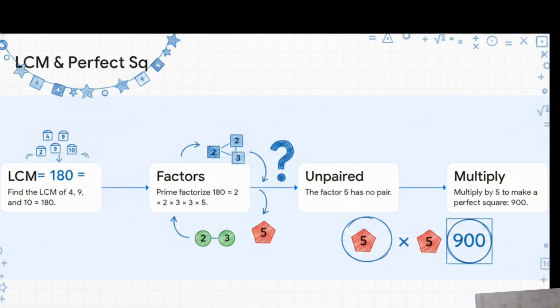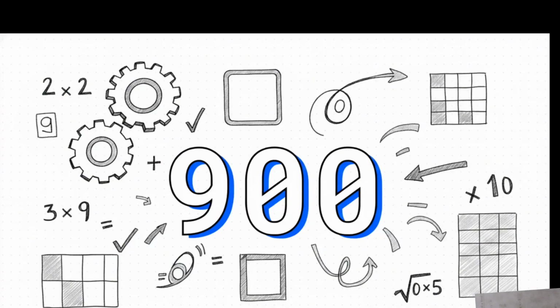Looking at the prime factors list, the factor 5 has no pair. It is single. To make it a perfect square, we need pairs for everything. So if we multiply by one more 5, it becomes a perfect square. So 180 into 5 gives us 900. That completes our calculation nicely. Final answer: the smallest square number that is divisible by 4, 9, and 10 is 900.